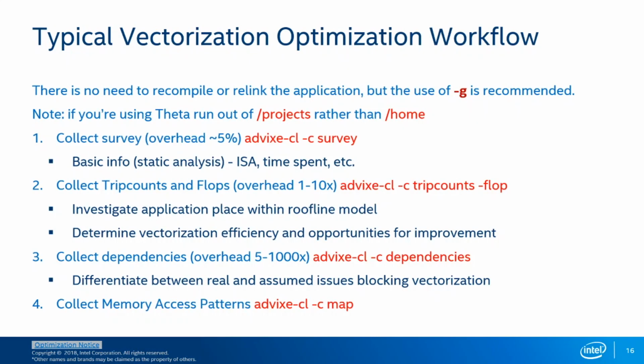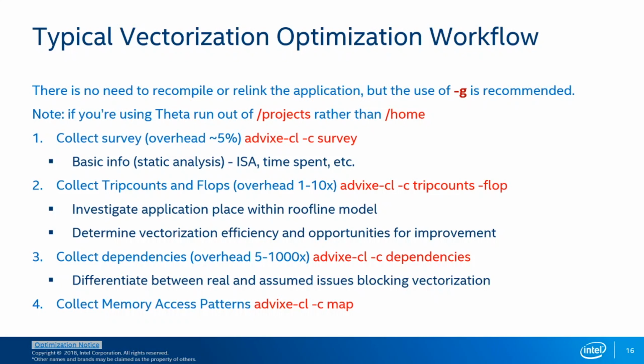In order to use Intel Advisor, it's recommended that you build your application with debug symbols. And other than that, the other primary requirement is that if you're running on Theta, you should be running out of projects rather than home, and that has to do with how Theta file systems are set up. There are 4 collections that Advisor can perform. Those would be survey, trip counts, dependencies, and memory access patterns.